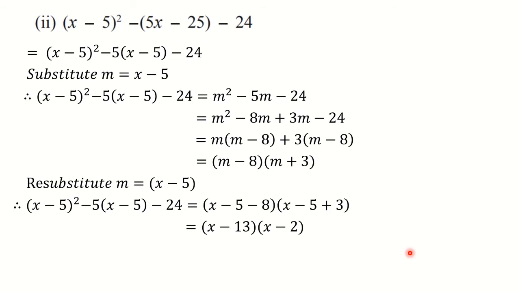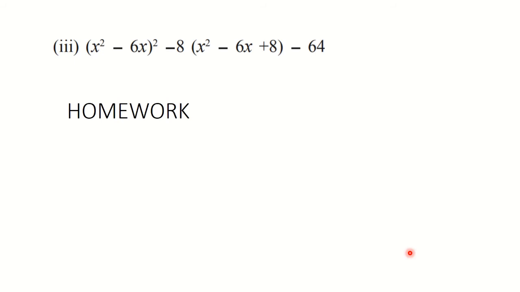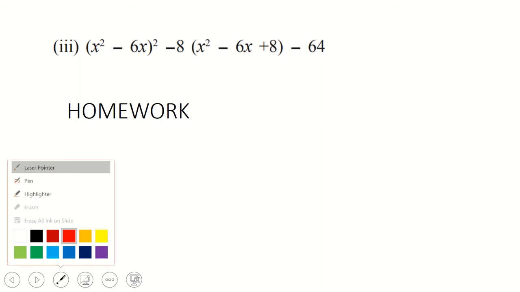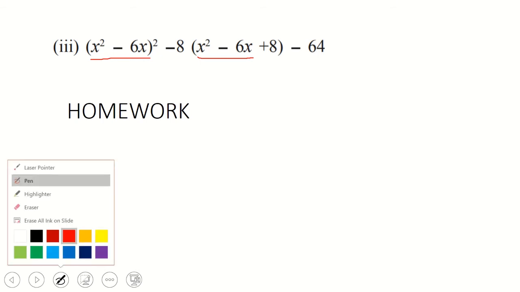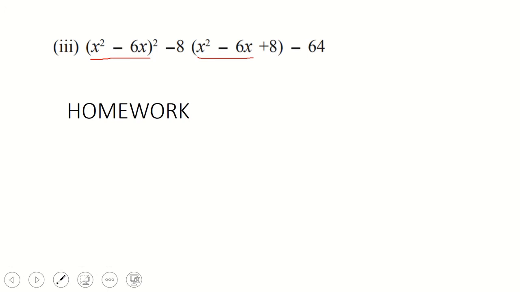Okay, I am going towards the next question. Question number 3 you will solve as homework. You will see that here these two terms are same. See this x square minus 6x here and x square minus 6x. So you can replace it by m and then you will get the quadratic equation and then you can factorize it. Okay, so you will do it that way. Let us go further now.